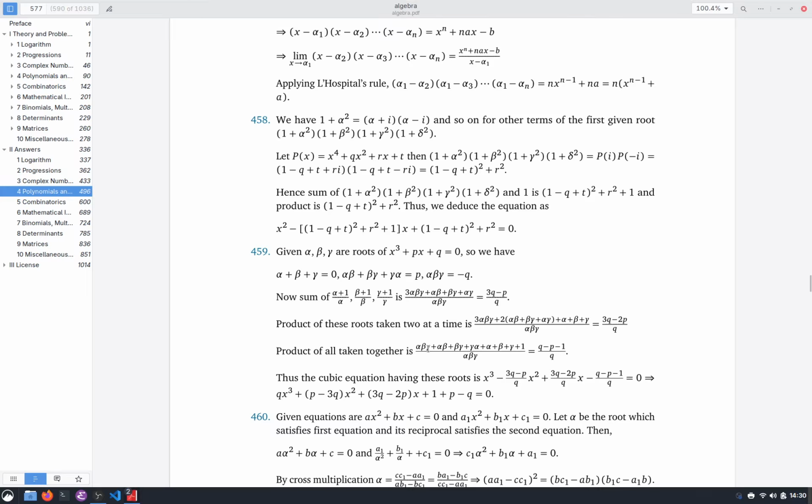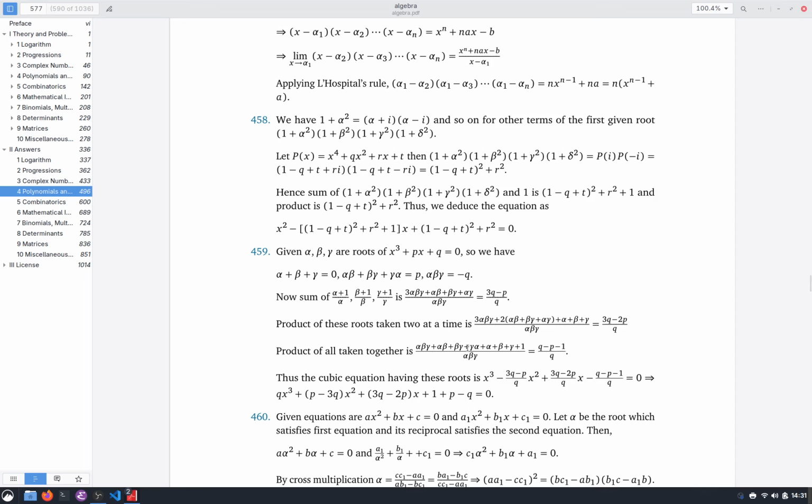And the product of all these roots taken together is alpha beta gamma plus alpha beta plus beta gamma plus gamma alpha plus alpha plus beta plus gamma plus 1, by alpha beta gamma, which is equal to (q minus p) by q, and this should be plus 1 because it is plus 1 here. This should be plus 1, not minus 1. Okay. So this is another typing mistake.